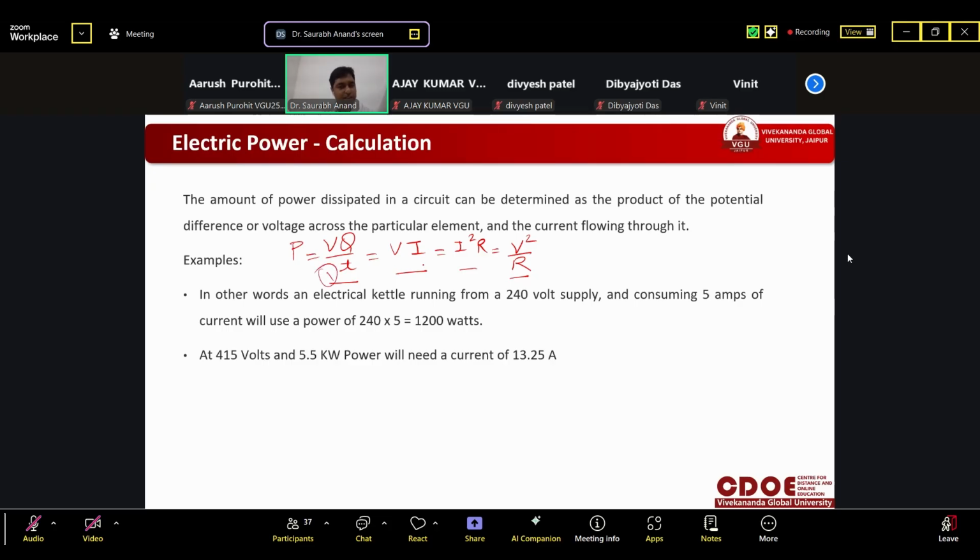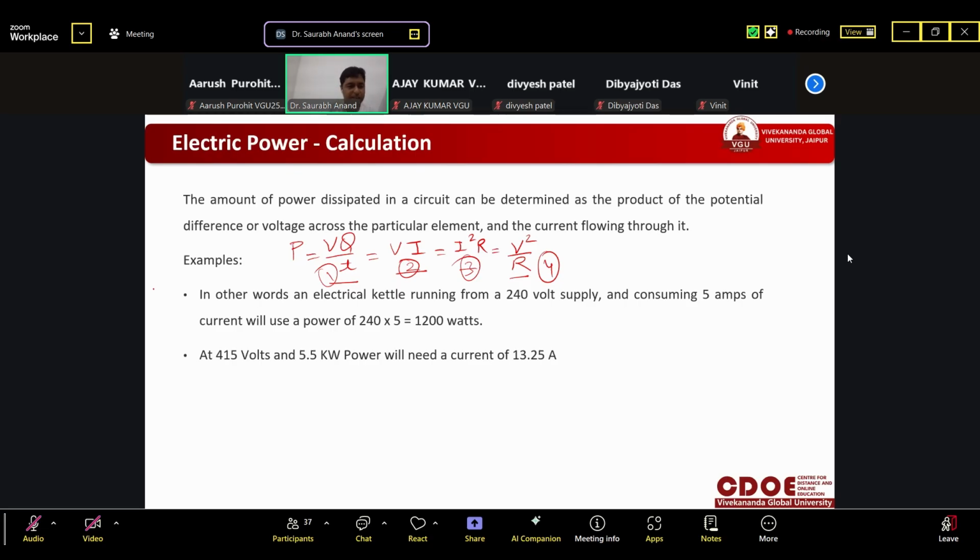If we have voltage and current value, then we can use this one. If we have current and resistance value, then you can use this one. If you have only voltage and resistance value, you can use this. So depending upon the sentence that you are reading, you can write the value which is given to you. Then after you can decide which formula is useful for you for calculating power.